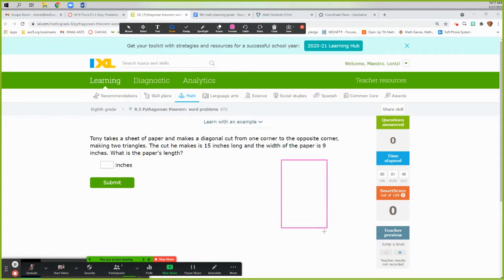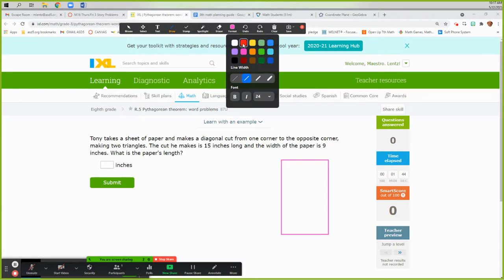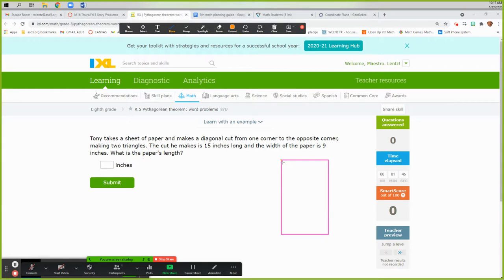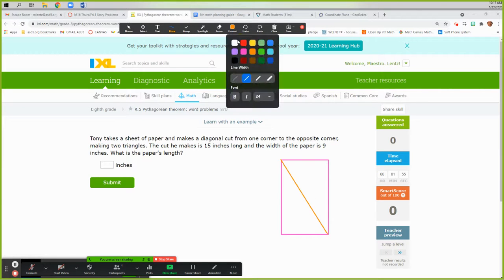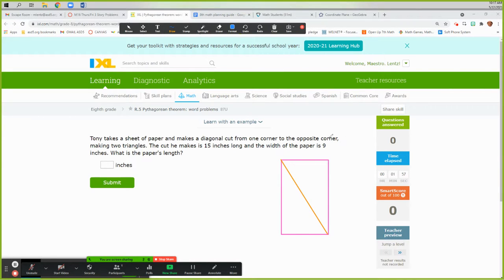So a sheet of paper is like a rectangle. And then it says he makes a diagonal. Diagonal means from corner to corner. So for those of you playing at home, you'll know that's called a what on a triangle? That's called a hypotenuse. So we already have that is the orange. Okay. Now it says from one corner to the other, making two triangles. Triangle 1, triangle 2.